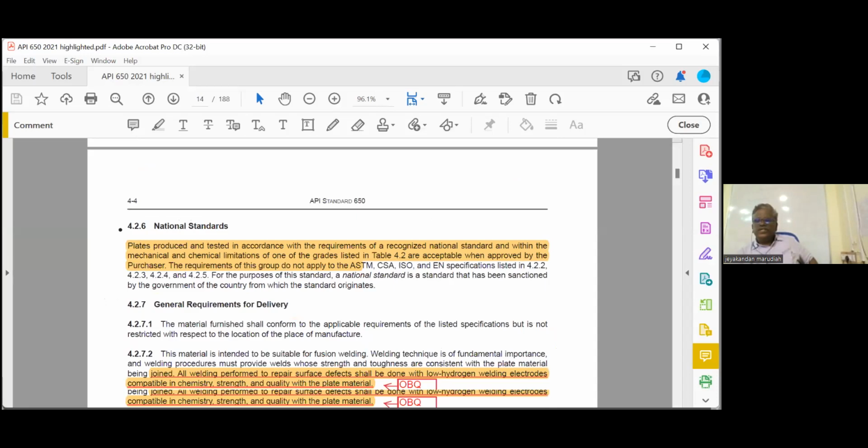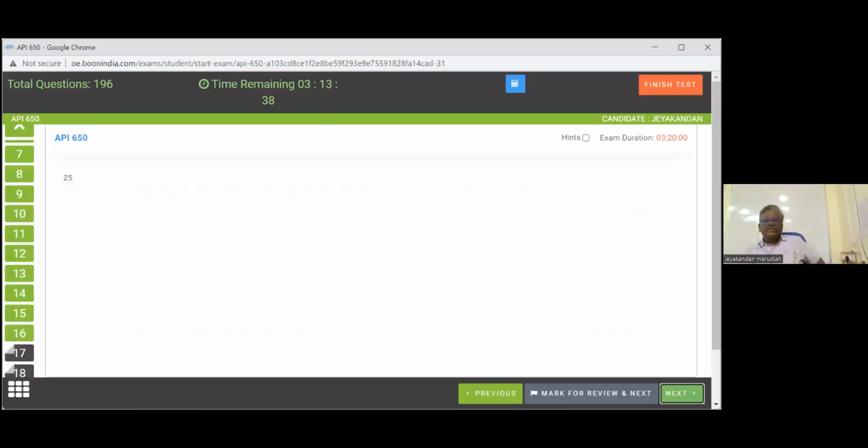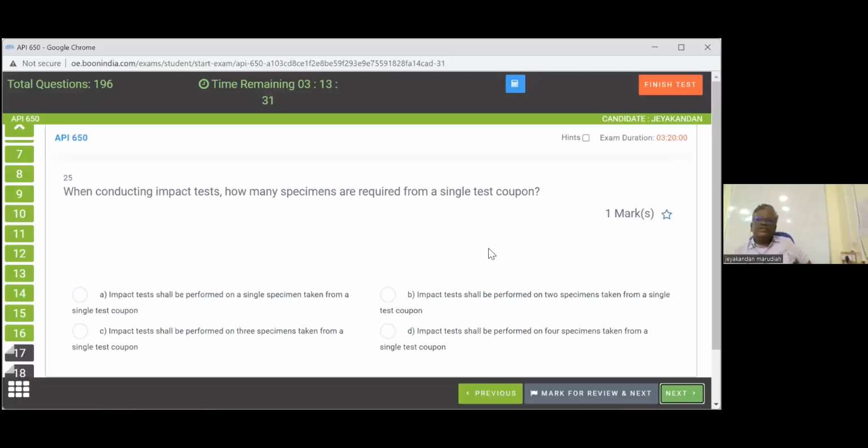Next one. Conducting impact tests, how many specimens? Only one by one, each 10 questions. Okay, I repeat. Conducting impact tests, how many specimens are required from a single test? One set. Yes, 3 specimens. These are closed book questions. 3 specimens taken from a single test coupon.